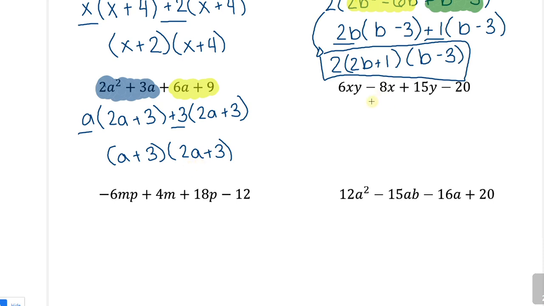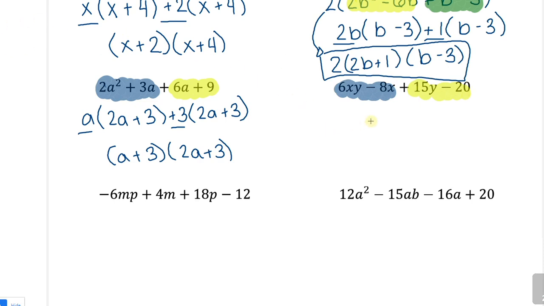Let's look at the next one. Let's go back to two problems before, when we looked at the greatest common factor first. We need to get in the habit of always looking to see if you can take something out first before you do factor by grouping. So we have 6xy minus 8x plus 15y minus 20. There's not a greatest common factor between these terms, so we can split it up now: our first two terms, and then our last two terms.